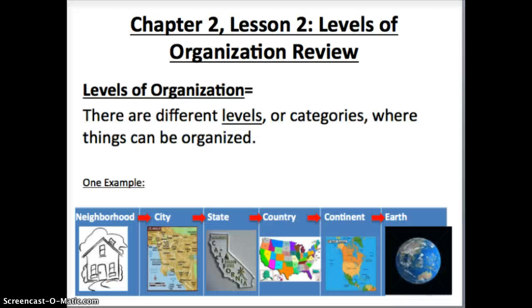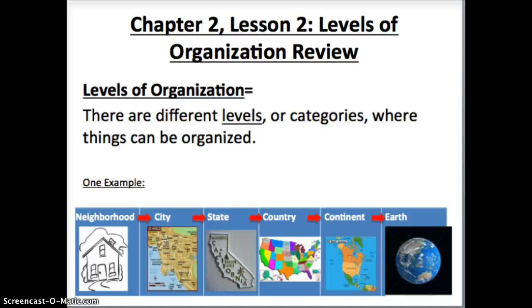Now, as you saw in the video, our bodies have a lot of different parts working together to keep us alive. And the most basic thing that we need to learn before we jump into our different body systems is to relearn what we mean by the levels of organization.